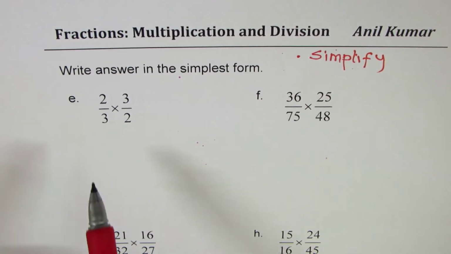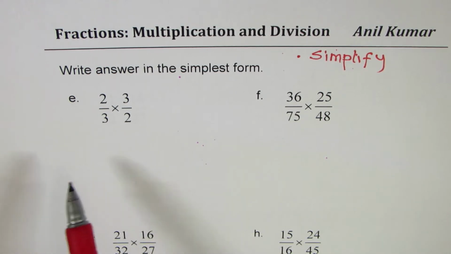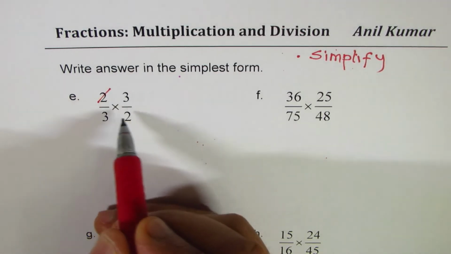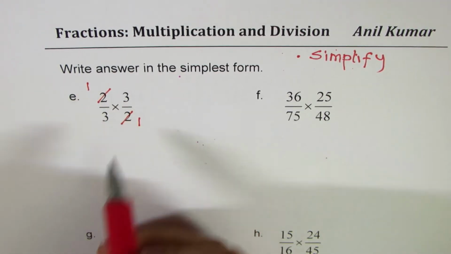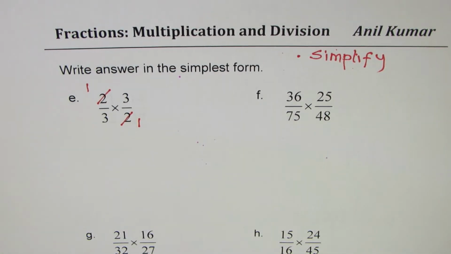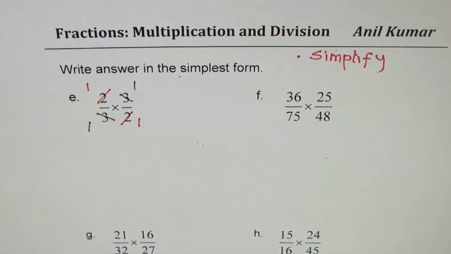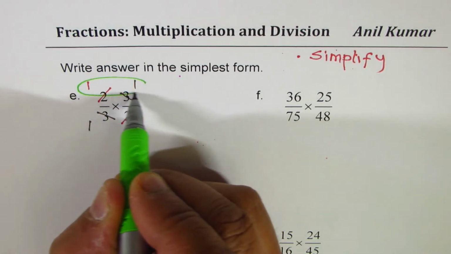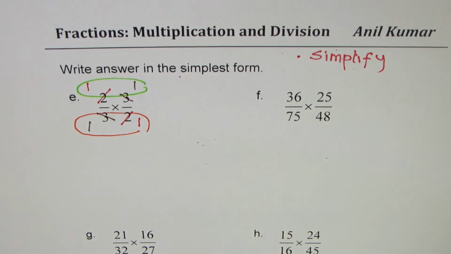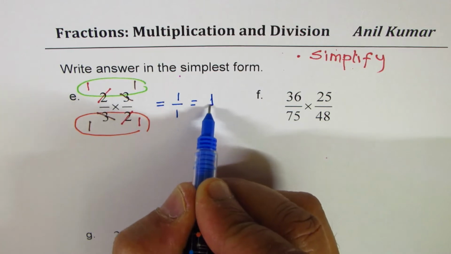Simplify really means you have to divide both numerator and denominator by something which is the same. Now in this case, you can divide 2 by 2, right? So 2 by 2, when you divide, you get 1 and 1 here. And also you will notice that if you divide 3 by 3, you also get 1 and 1. And now multiplying the numerators and the denominators, what is your answer? You can write down your result, which is equal to 1 over 1 or just 1.